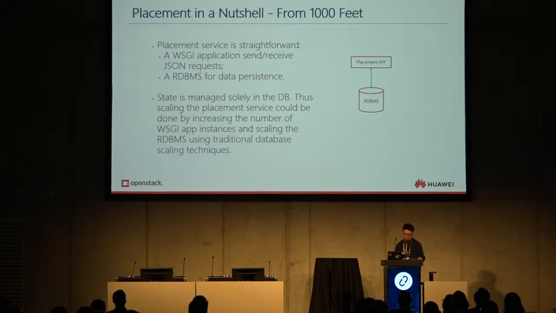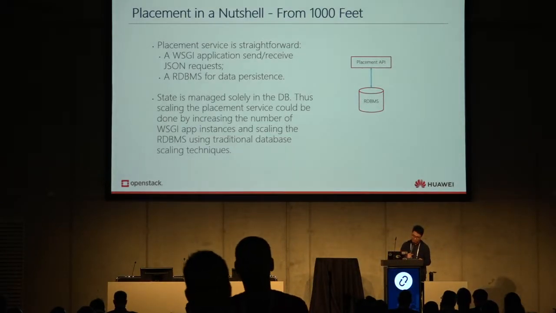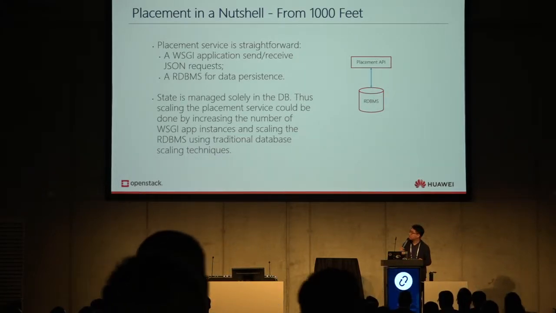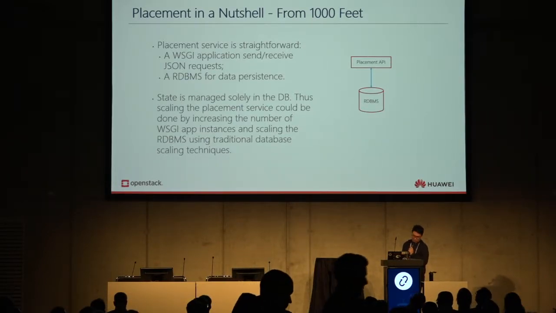Let's have a look at the placement architecture. As I just mentioned, the architecture itself is very simple. As we show in the graph on the right, it is a WSGI application that sends and receives JSON requests and a relational database for data persistence. It is just this simple. And as the state is managed solely in the database, scaling placement is simply done by increasing the number of WSGI application instances, and scaling the database using traditional database scaling techniques is easy and efficient.